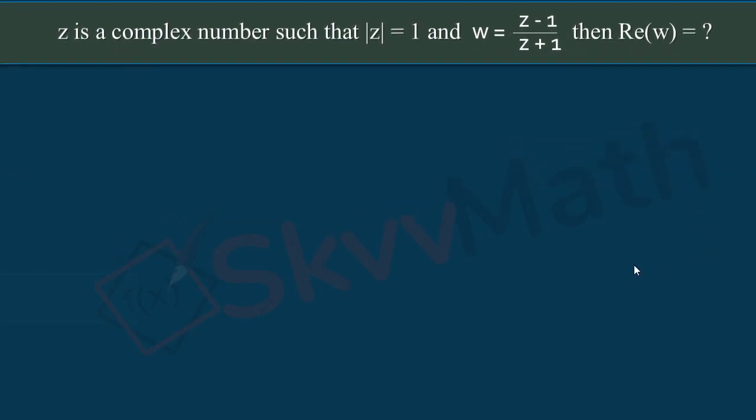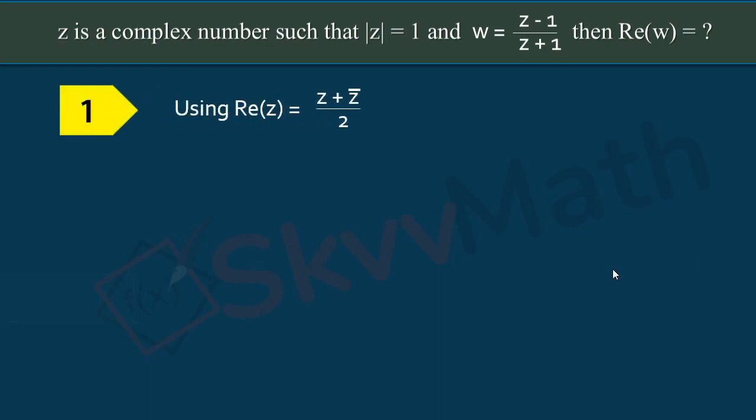Now the first method we are going to use to solve this problem is the simple formula, that is real part of Z is (Z plus Z bar) by 2. So the first method we are going to use is real part of Z is (Z plus Z bar) by 2. Now I think you know this formula, everybody knows this formula.